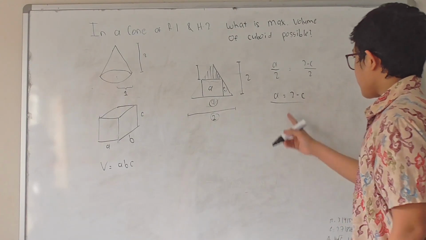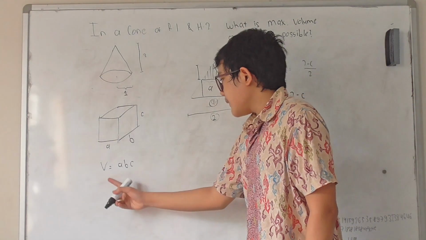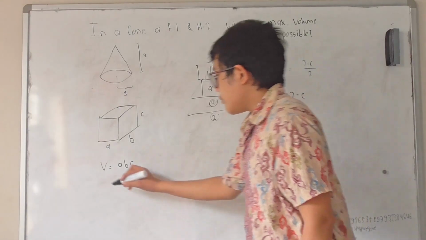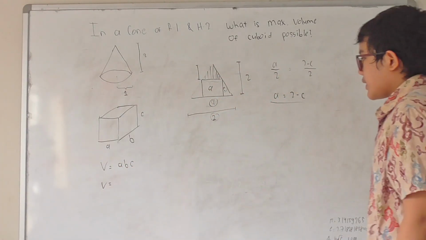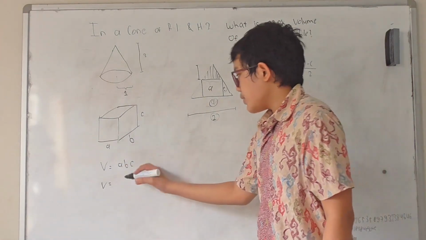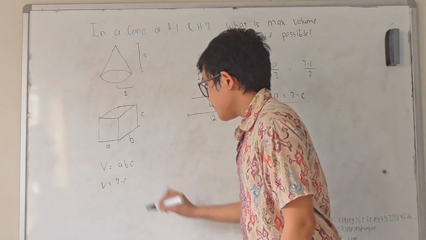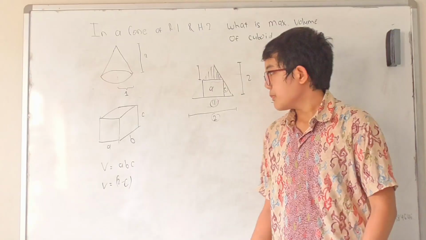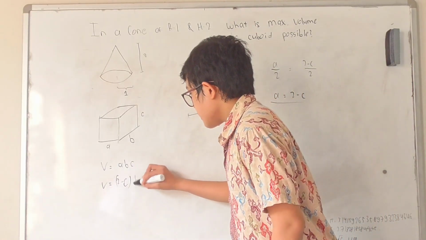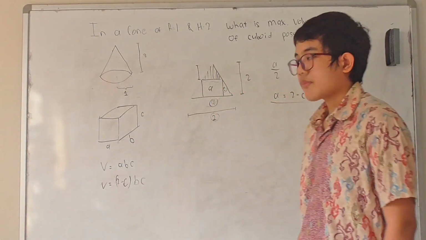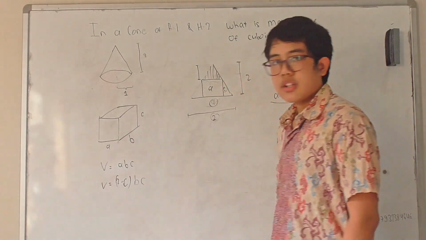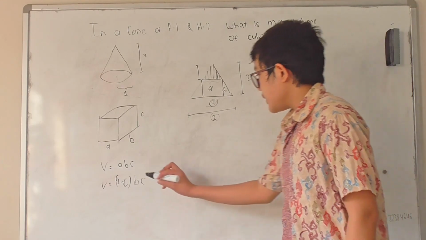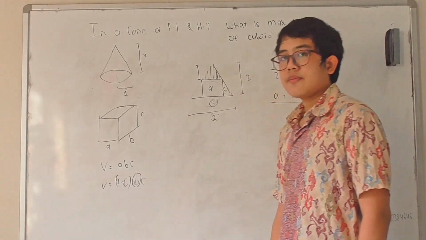And now we can take this and substitute it into the original function. So the volume would be, rather than writing A, we write 2 minus C, and then multiply it by B times C. So now we have a more simplified version of this function. However, what about B? Can we substitute that too?